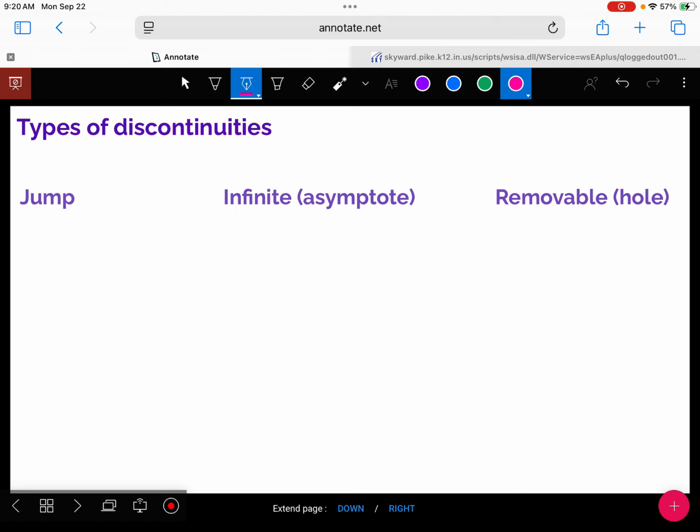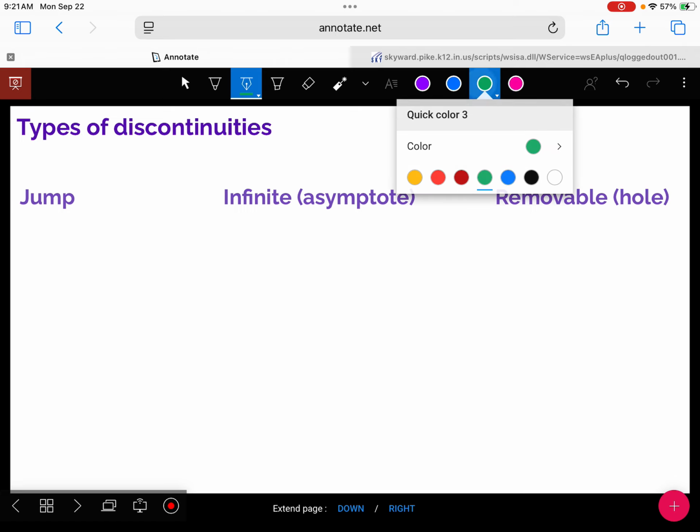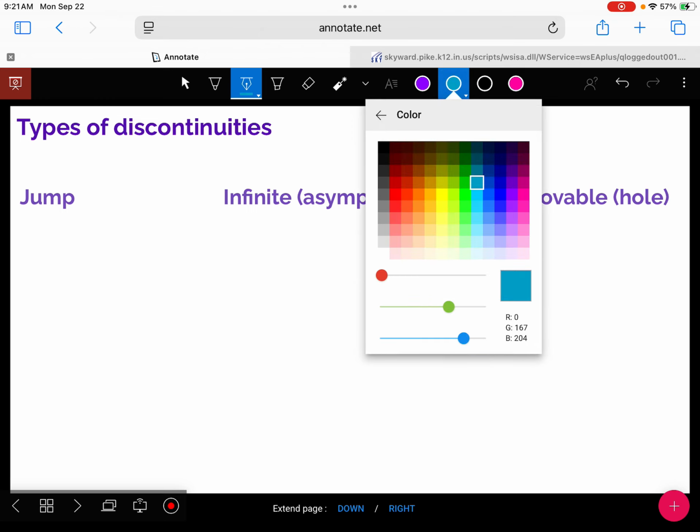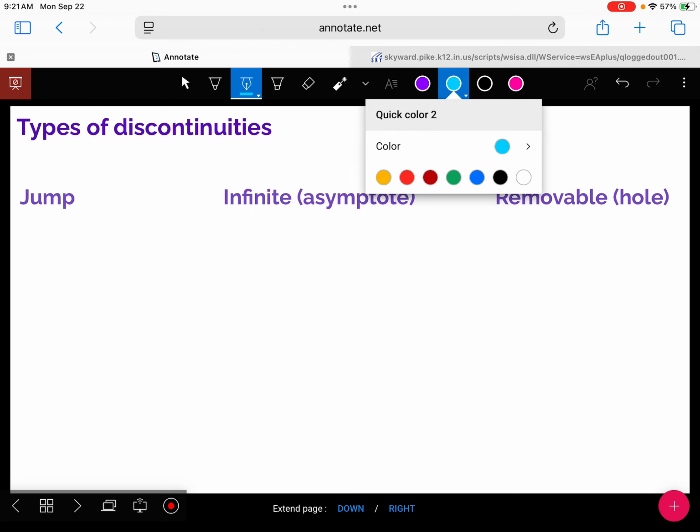Okay, so we're going to have a jump discontinuity. We're going to have an infinite discontinuity, which is also the same thing as an asymptote. And we will have a removable discontinuity, also called a hole. We're going to see these in different places, and I'm going to tell you about where we'll see them. Mostly what we're going to do to show these is just sketch them. I'm just changing colors real quick, just so things are very different.